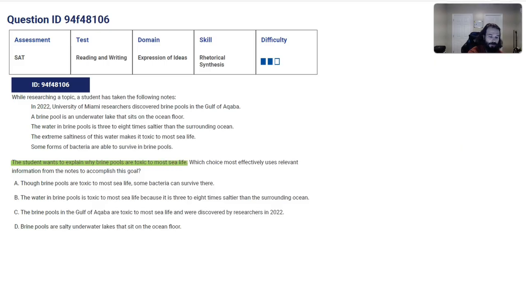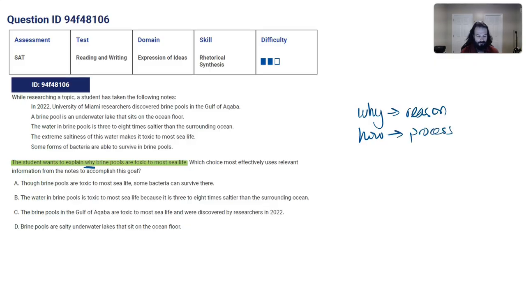And there's a big key word here. We really want to pay attention to when the question says something about why or how. Why is the reason, how is the process. Okay. So this wants to know the reason that brine pools are toxic to most sea life.